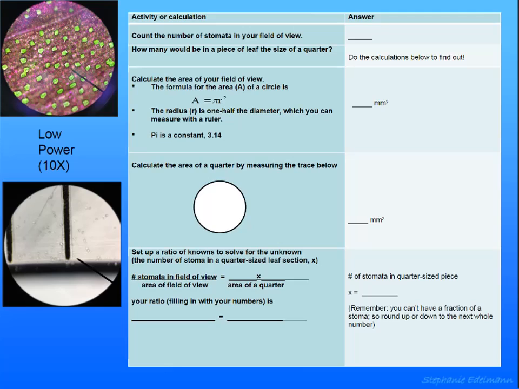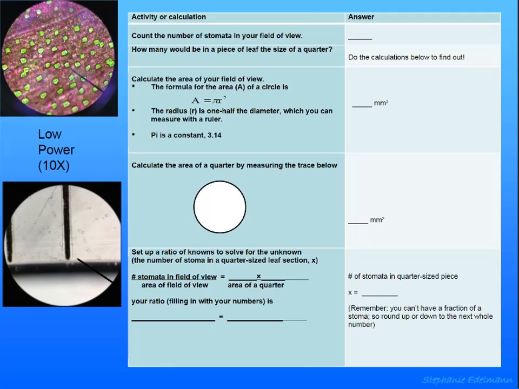And then I want you to calculate how many you would find on a leaf of the size of a quarter. The first thing you have to do is calculate the area of a field of view. And just as a little hint, if that number gets very complicated, you're doing it wrong, because all the numbers should get very, very easy, at least at that beginning part. And then you can measure the area of the quarter. You've got a circle of the correct size in your handout. If you're not printing out your handout, you can actually look up the size of a quarter.